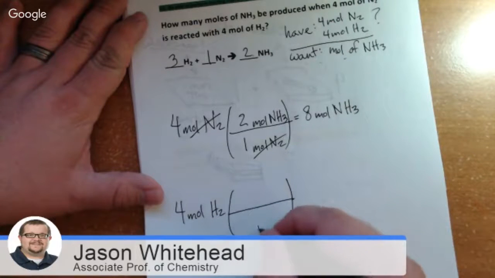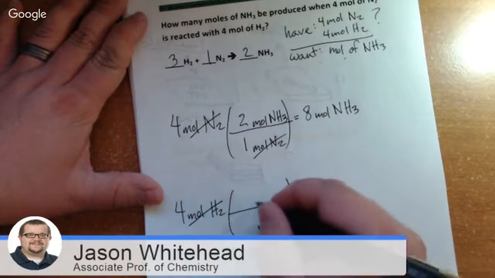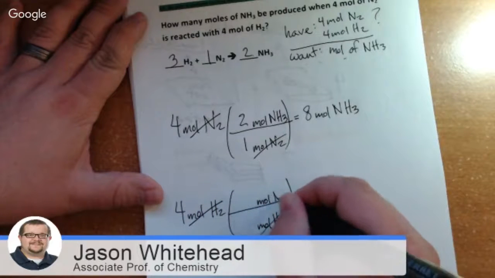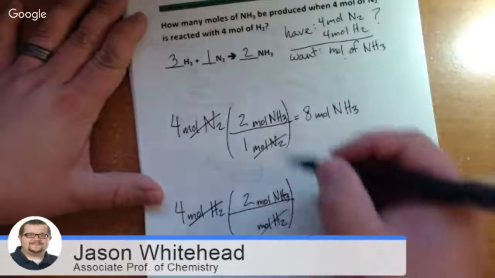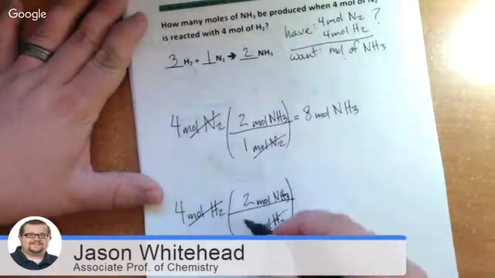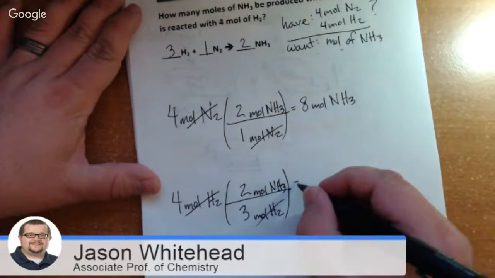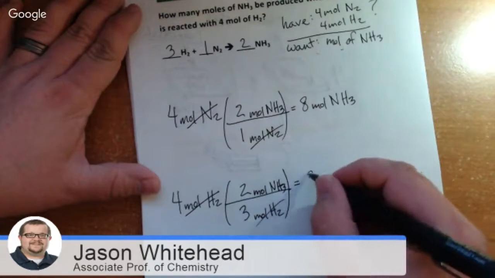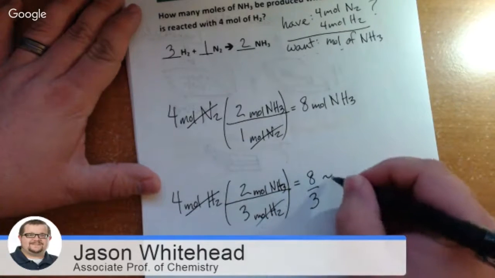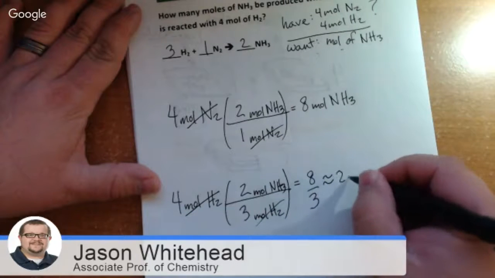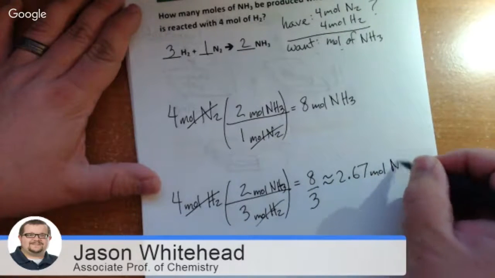Same way, I want to get rid of the moles of H2. I'm going to put it on the bottom so it cancels, and I want to end with moles of NH3. 2 goes with the NH3. 3 goes with the H2. 4 times 2 divided by 3 is going to give us 8/3, or that works out to about 2.67 moles of NH3.